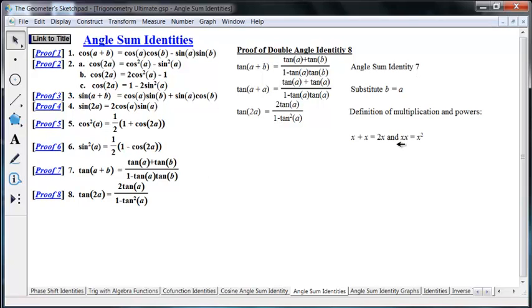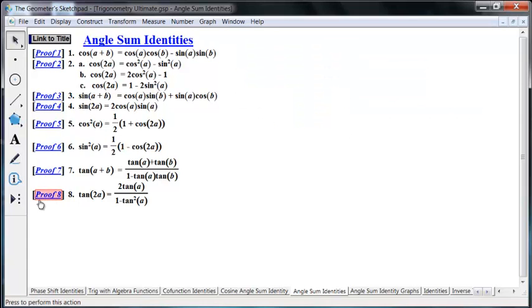And of course you can see the reasons here. The first reason is just our identity number 7 that we already proved. The next one is just doing a substitution. Then really what we're doing is just x plus x is 2x, that's the numerator. And then x times x is x squared, that's the denominator. And those are really just the definition of what 2 times something means and what something to the second power means. And so we have now proved these basic angle sum and double angle identities.